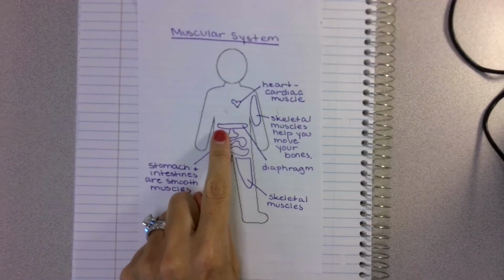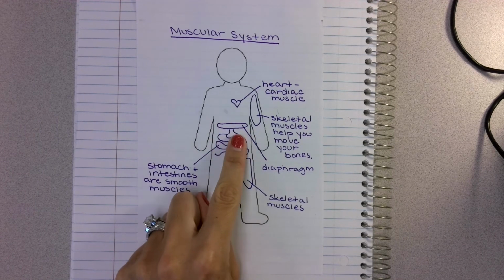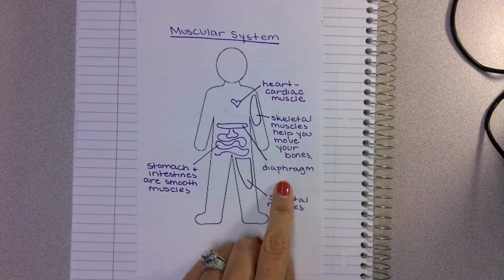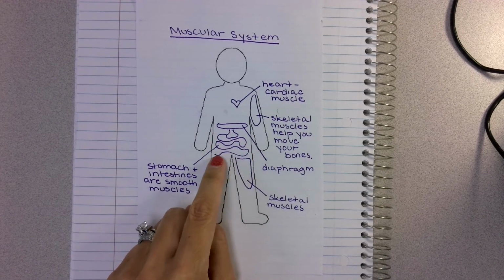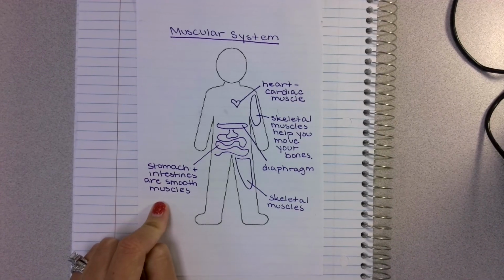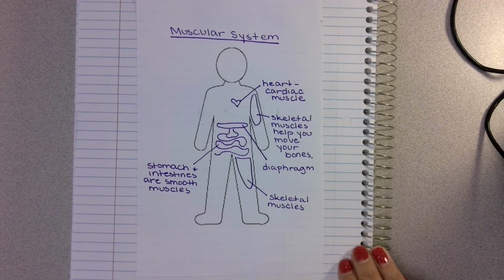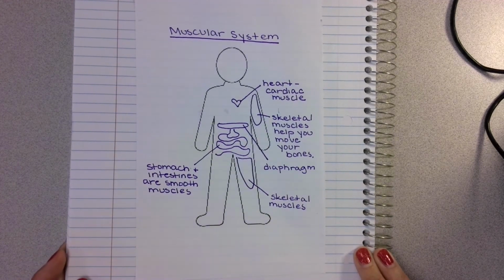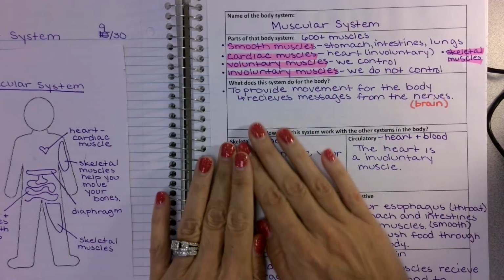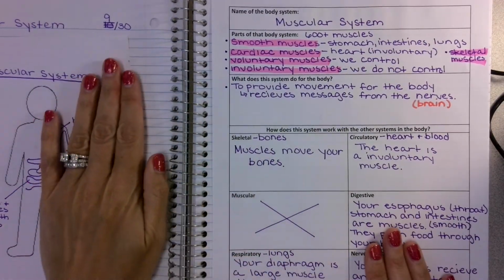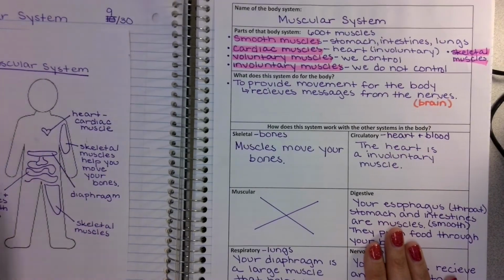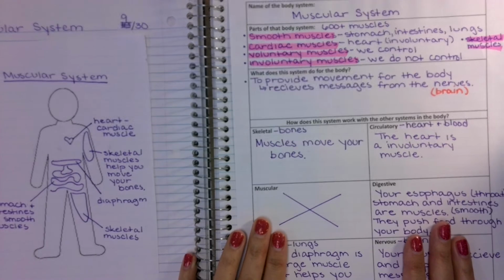Then at the bottom of my rib cage, it's this big, long, oval-shaped muscle. That's my diaphragm. And then I have my stomach and my intestines weaving through here. So stomach and intestines are smooth muscles. So those are important muscles that you need to know for the muscular system. And then don't forget, you can click pause if you need to write it down. And then don't forget you need to glue them both in. So I have my notes for my skeletal system over here and my little guy that has some of my muscular system important information on.